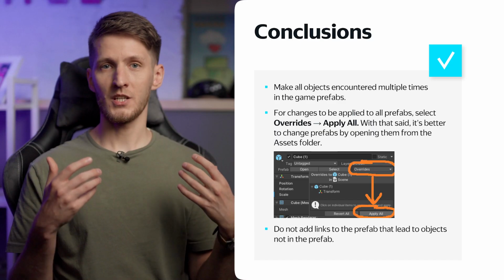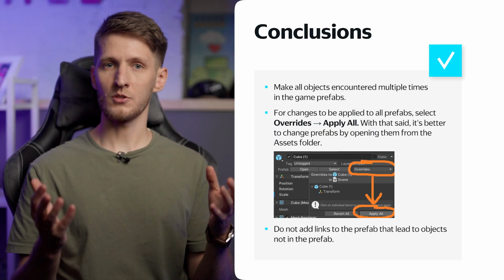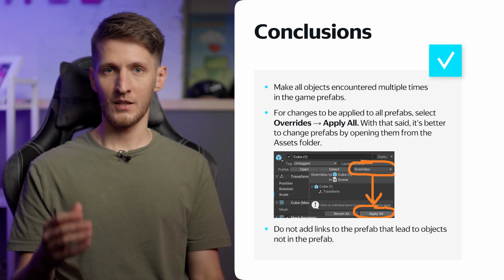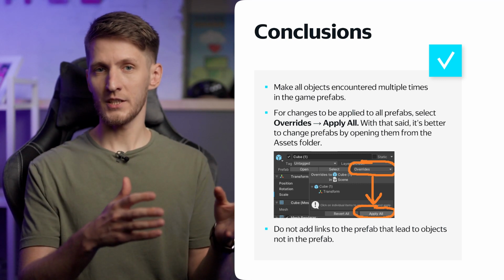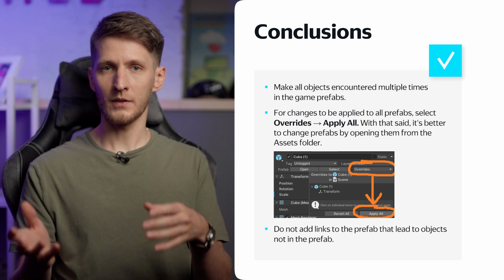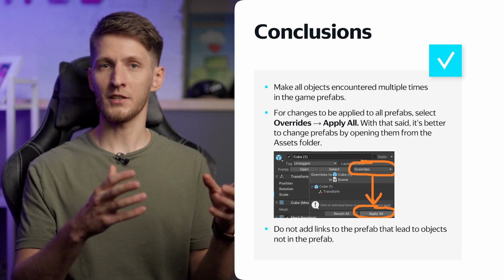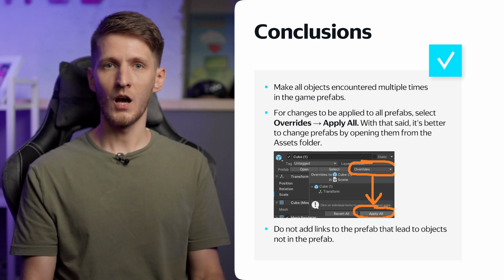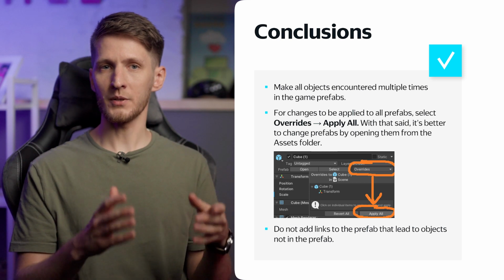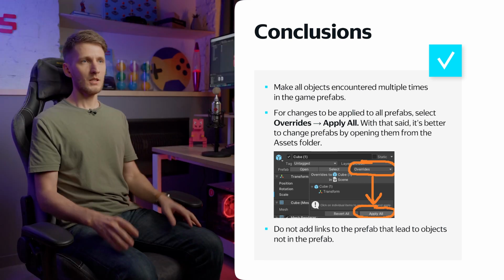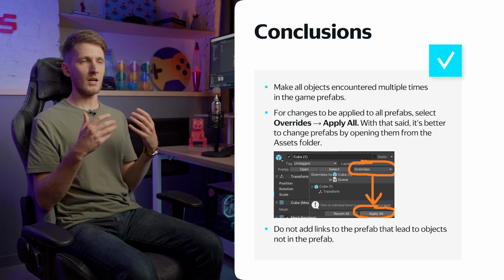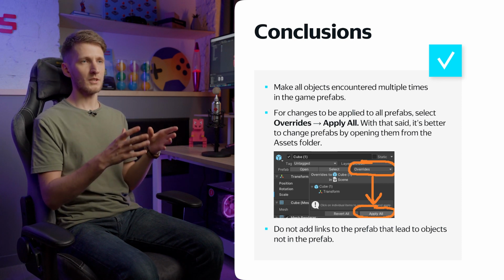Let's repeat the key points. Make all the recurring objects in the game prefabs. If you changed a prefab in the scene, click Apply All to save changes for all instances of this prefab. But the best way to change prefabs is by opening it from the Assets folder. Also, remember, you shouldn't add links to objects that are not in the prefab to the prefab fields.